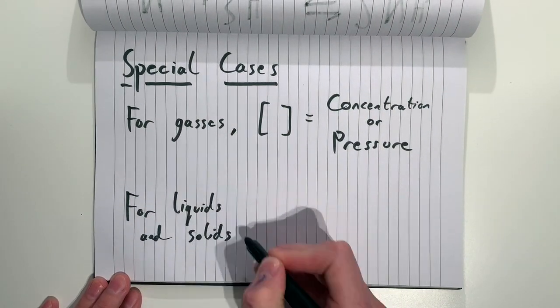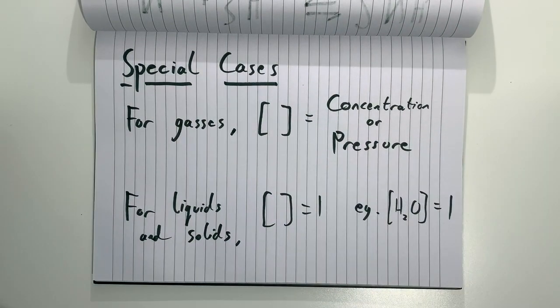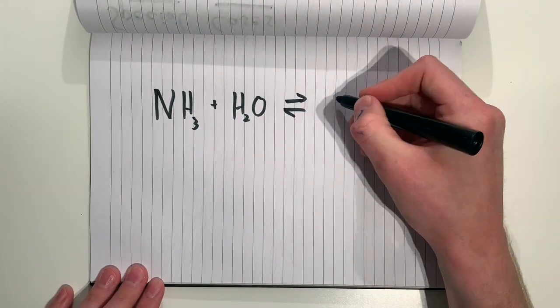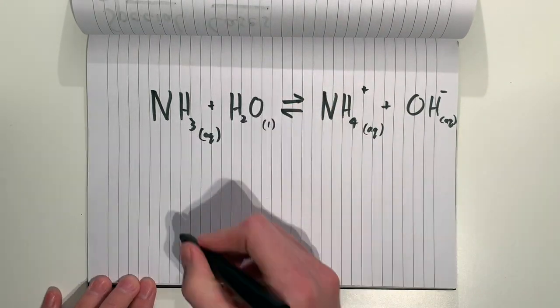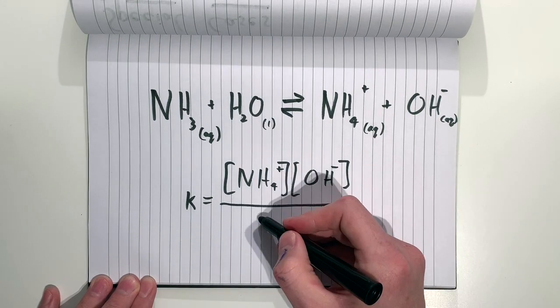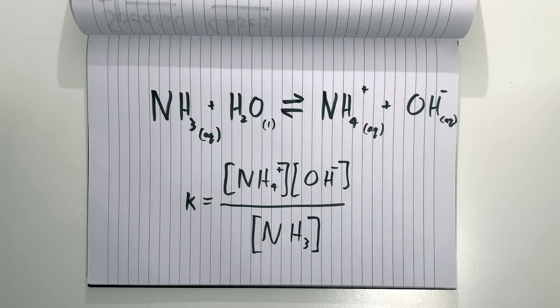For liquids and solids, we take the concentration to be 1. The most common of these will be water. Here's an example. Dissolved ammonia reacts with water to make an ammonium ion and an OH- ion, which is why it's alkali. The equation is nicely balanced, so we can work out our equilibrium constant, putting products on the top and reactants on the bottom, not including water, because that's just one.